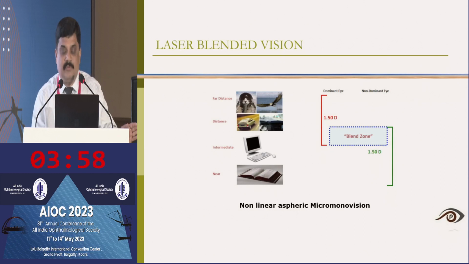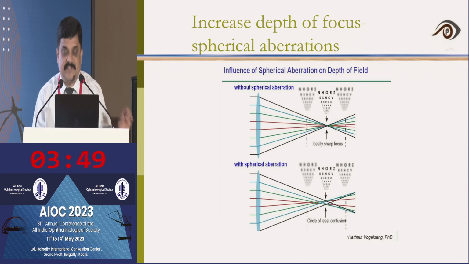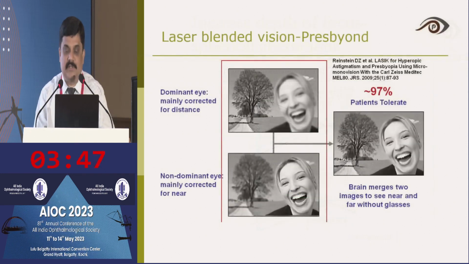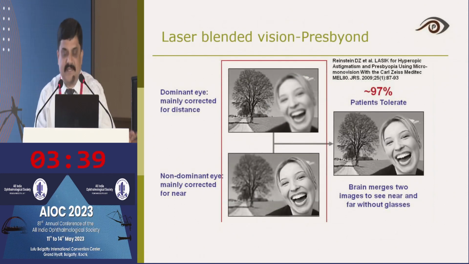So what we do is make the dominant eye emmetropic and the non-dominant eye myopic by 1.5 diopters, along with creating a spherical aberration in both corneas. By doing that, there is normally something called a blind zone where the vision from both the dominant and the non-dominant eye meets up and binocularity is retained. Basically, more than 97% of patients tolerate this.